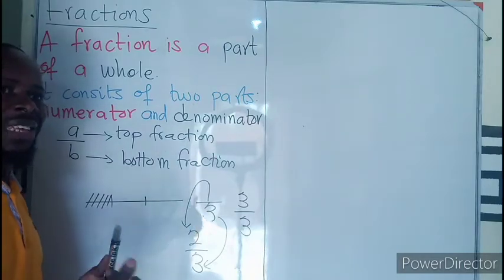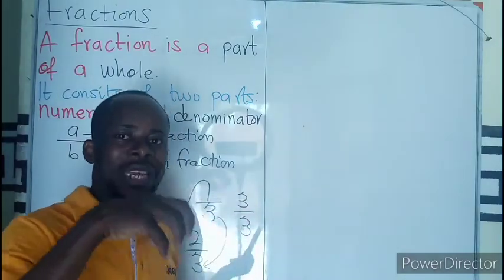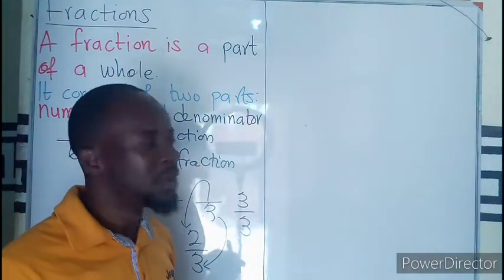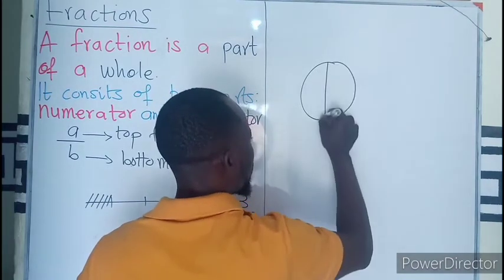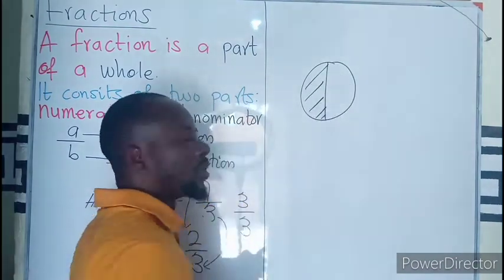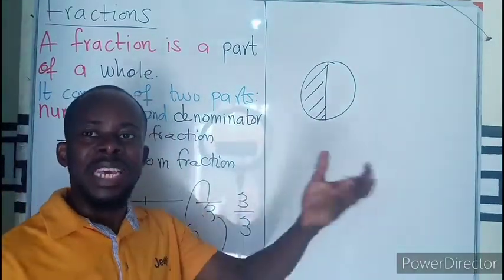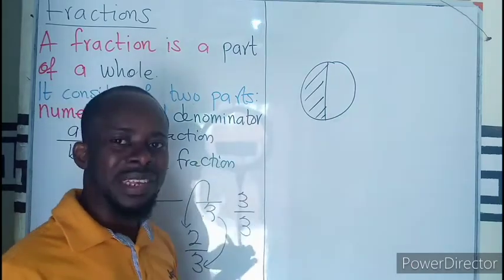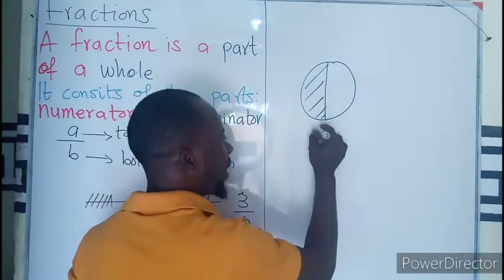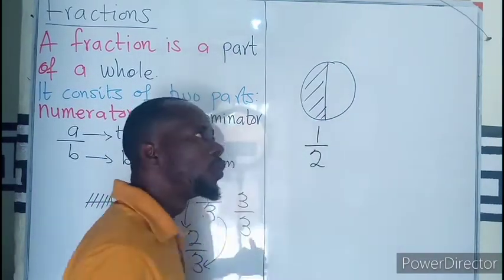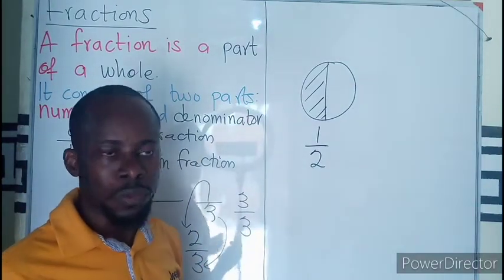Alright, so a fraction is only referring to part of a whole. How many parts is an object or a group divided into? Then how many parts is taken or is being considered? So if, for example, I have this, it can represent an orange, and the shaded part is the part that has been eaten. How many parts is this divided into? It is 2 parts. Then how many parts is taken? We have taken 1 out of 2. So the fraction shaded is half. That is 1 out of 2.